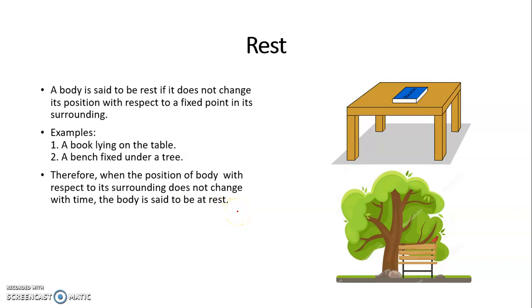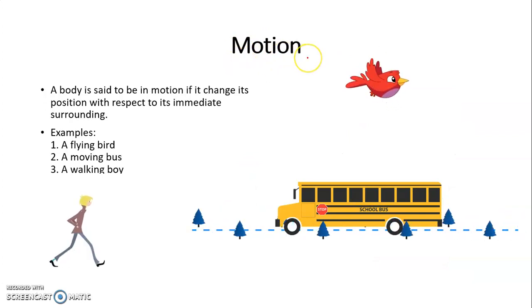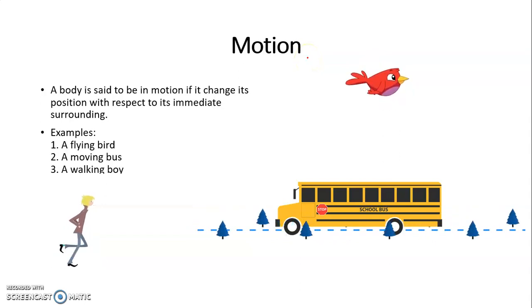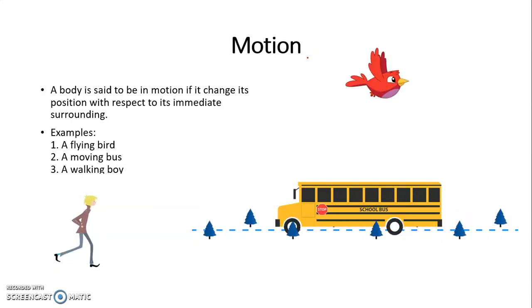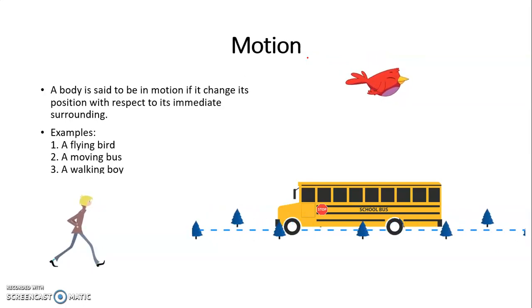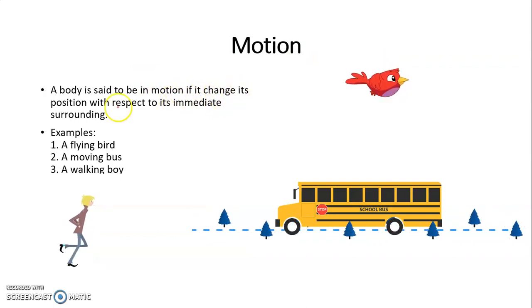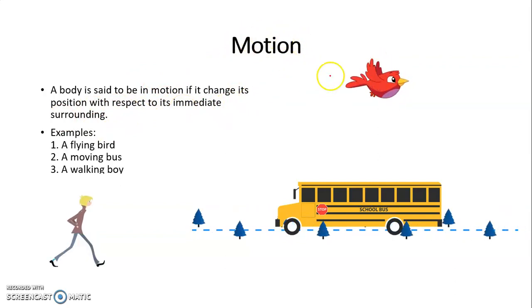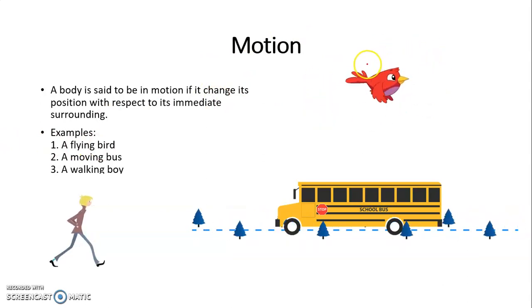Now let's move on to our next. So next is motion. We already know that when a body does not change its position with respect to its immediate surrounding, then the body is said to be at rest. Then how can we define motion? Now motion: if the body changes its position with respect to its immediate surrounding, the body is said to be in motion. For example, you can see this flying bird, it is in motion.